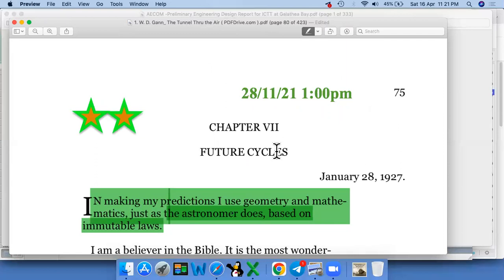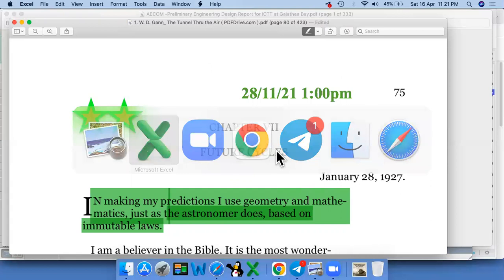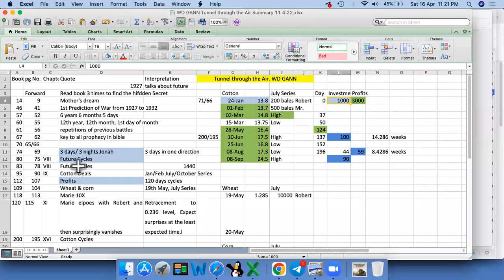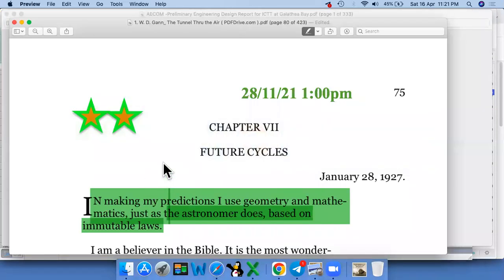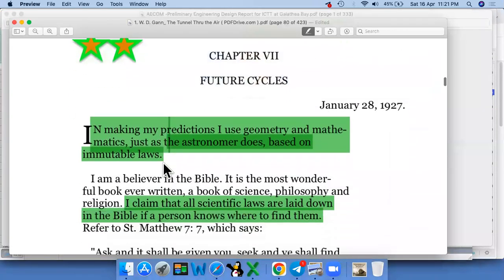So, talking about a very important chapter, which is in terms of the cycles, I'll request everyone to pay special attention over here. So we had come down to this future cycle, which is chapter number 8. I'd like to quickly go through this chapter.